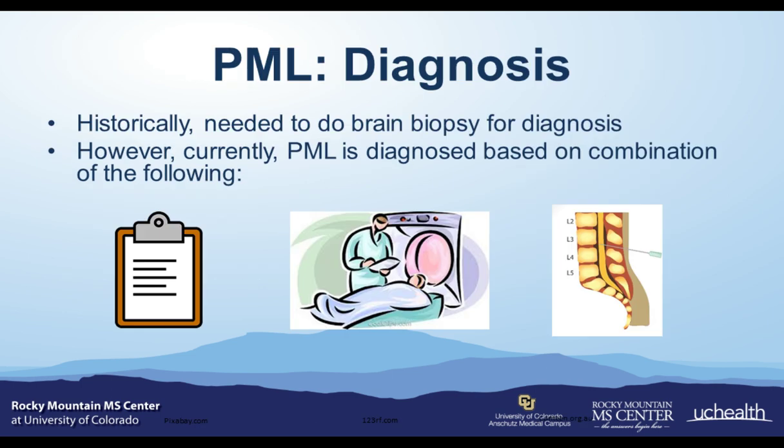So how do we go about diagnosing PML? Historically, before we had the availability of certain tests that we do now, people needed to do brain biopsies for the diagnosis. They would take a piece of brain tissue, look at it under a microscope, and confirm that the findings they were seeing in the brain cells were consistent with PML. However, now we can diagnose PML based on a combination of three things. The first is a clinical history. The second is neuroimaging, usually with MRI scans. And the third one is a lumbar puncture or a spinal tap, where we gain access to some of the fluid that goes around the brain and spine.